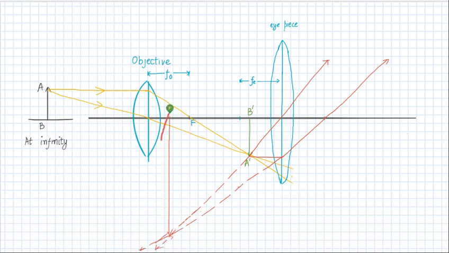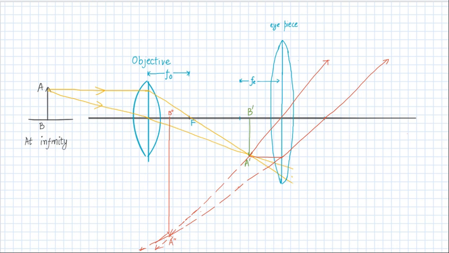Fine. So your eyepiece forms the image of the object A dash B dash here. Okay, so this is the image formed by the eyepiece. Now let us name this image A double dash B double dash. This is the final image which is formed by the eyepiece.